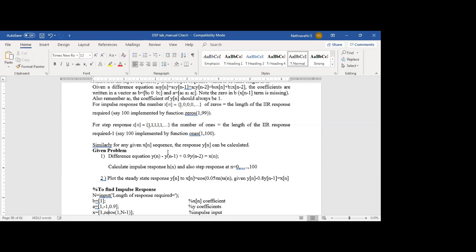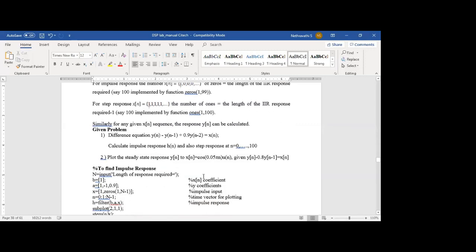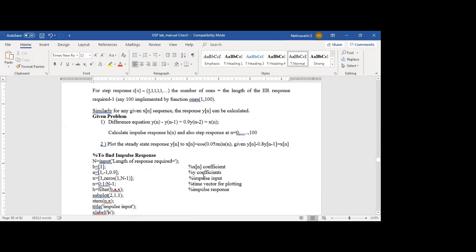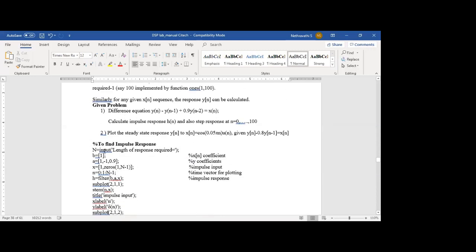To plot the steady state response, with respect to y of n to x of n, I'm just taking a value of cosines and all those things. Before getting into the steady state response, first we will try to draw an impulse response. Getting into the program here, you can see n is equal to the input length of the response required. As it is an infinite impulse response, I have to give the response till what number I should get the response.